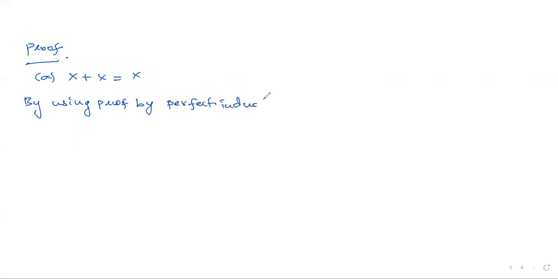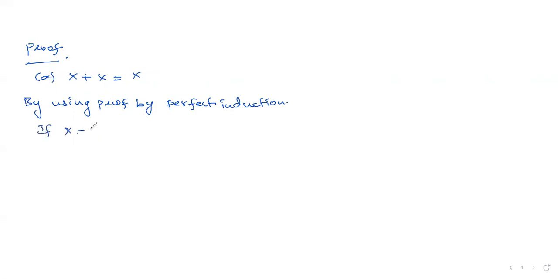See, proof. First one, I am going to take x or x will be x. By using proof by perfect induction, we are going to substitute all the possible values. Here also in this expression, we have only one variable, that is x.